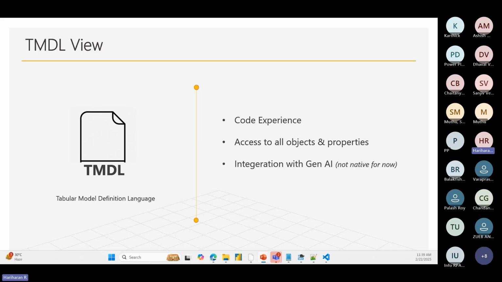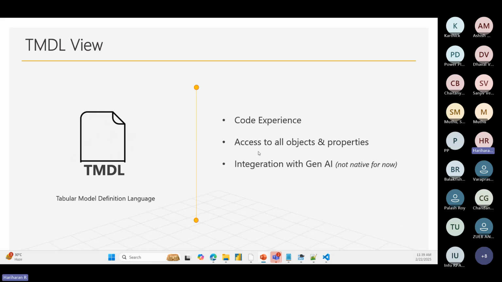So basically, if you want to customize or even create a new semantic model, you can simply write code instead of going through different places in a GUI. You can easily do it with the help of TMDL view. Probably I can show you some of the use cases, and how this can be very useful, or how this can reduce your development time.